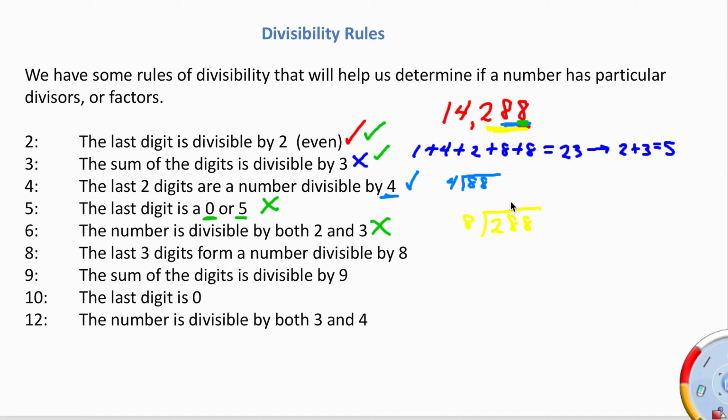8 goes into 28 3 times. 3 times 8 is 24. And 8 goes into 48 6 times. Yes, this number is divisible by 8.